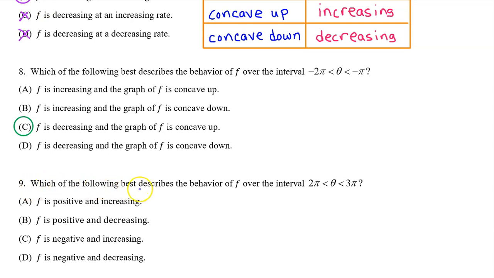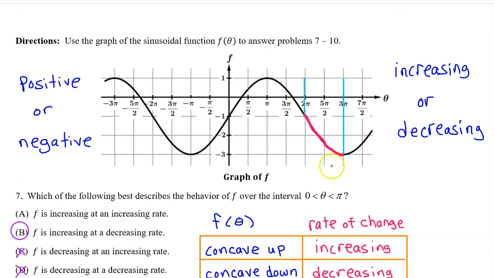Number 9. Which of the following best describes the behavior of f over the interval from 2 pi to 3 pi? We are being asked if f is positive or negative, and whether f is increasing or decreasing. I have highlighted the interval from 2 pi to 3 pi. First of all, is f positive or negative on this interval? Well, on this interval, the values are all between negative 1 and negative 3. These are all negative values. All of the values are below the x-axis.